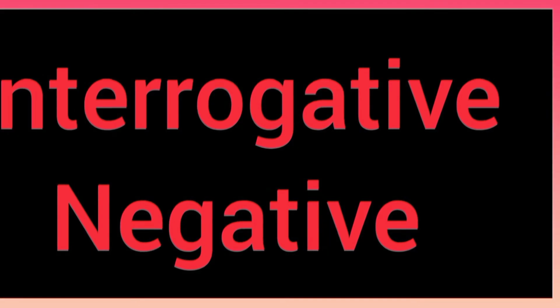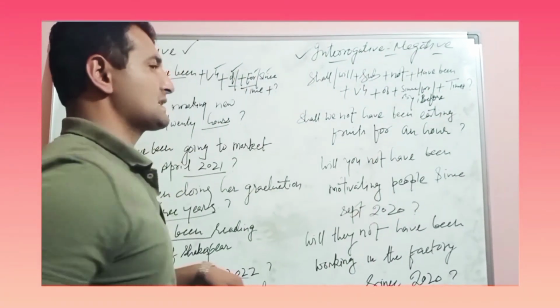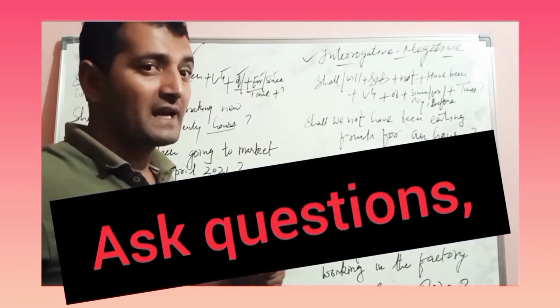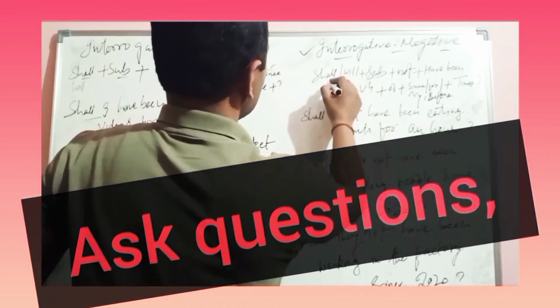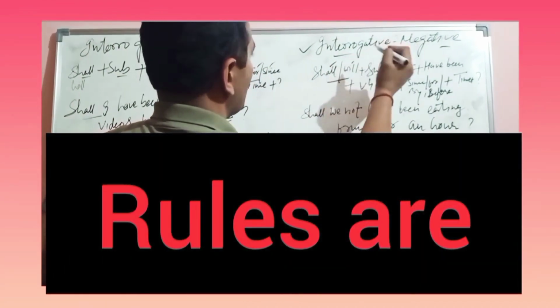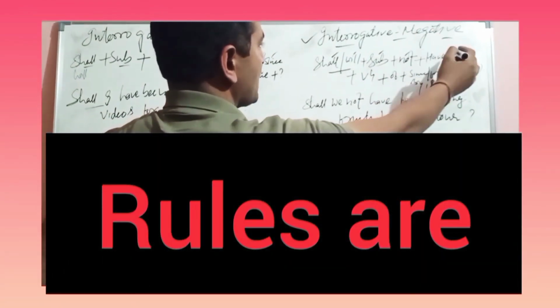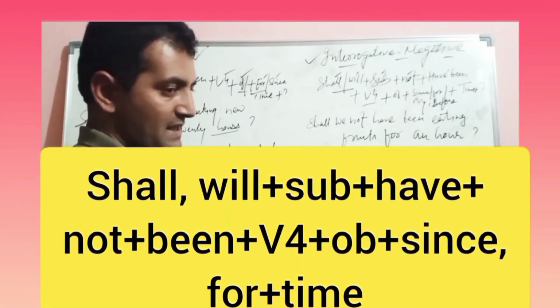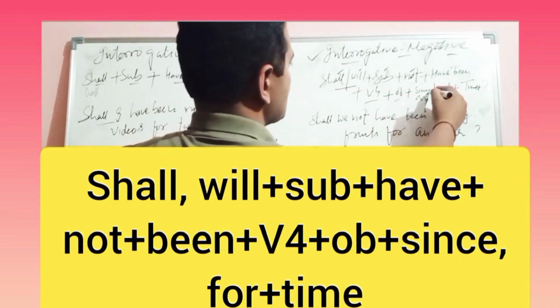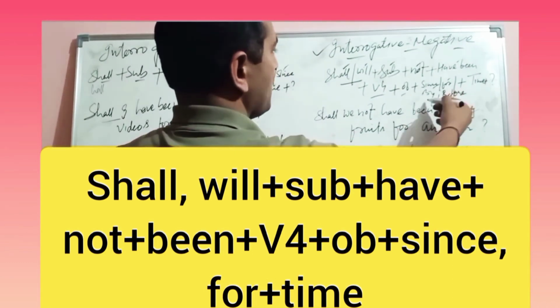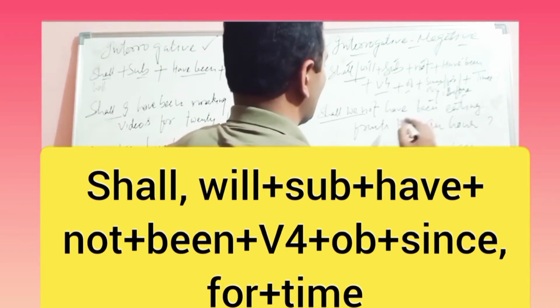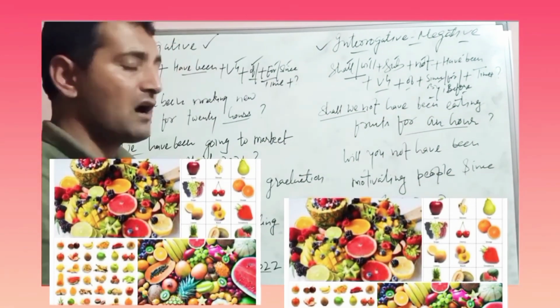Okay, now come here. Interrogative negative sentences are those sentences in which we put the negative statement, we ask negative questions. The formula is shall, will first, then subject, then not, after not have been is used, then the verb's present participle with ing, object, since, for, time, by or before. Okay, shall we not have been eating fruits for an hour?